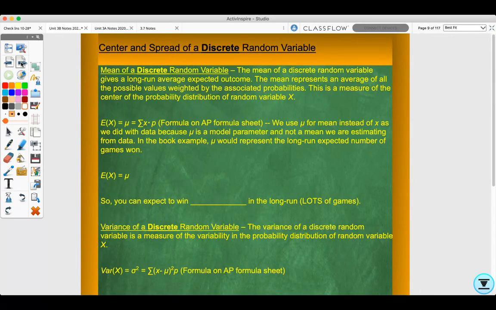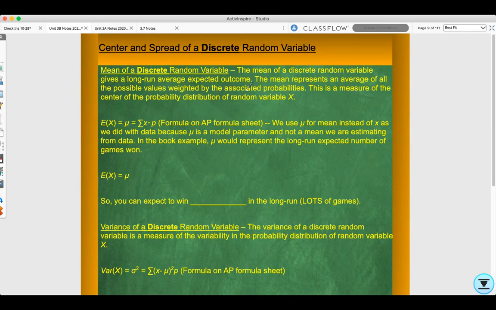So let's look at center and shape of a discrete random variable. Mean of a discrete random variable. The mean of a discrete random variable gives a long-run average expected outcome. The mean represents an average of all possible values weighted by associated probabilities. This is the measure of the center of the probability distribution of random variable x.